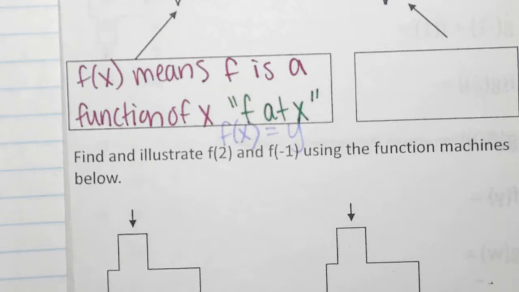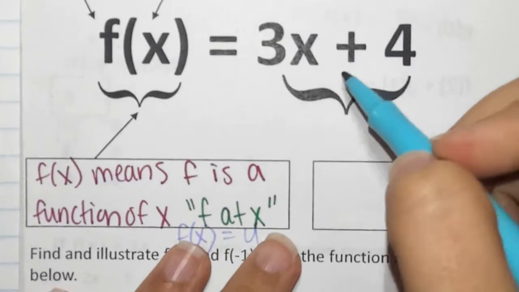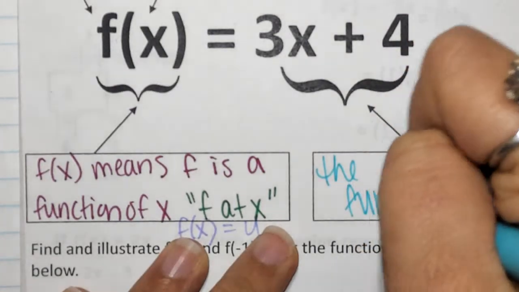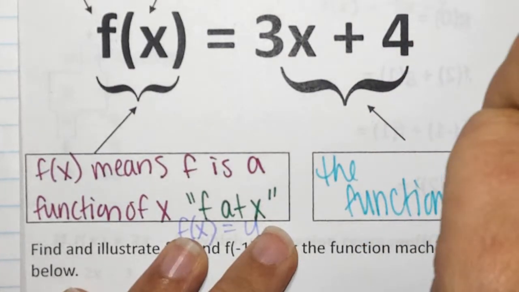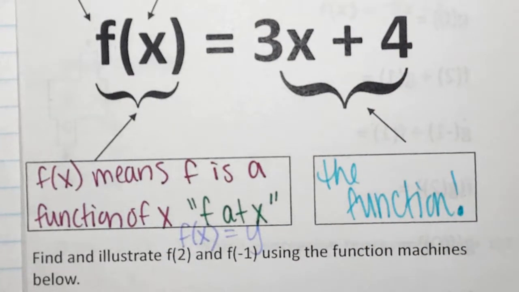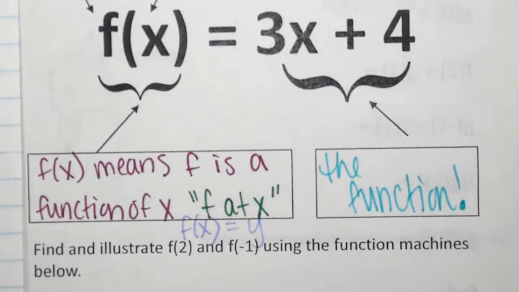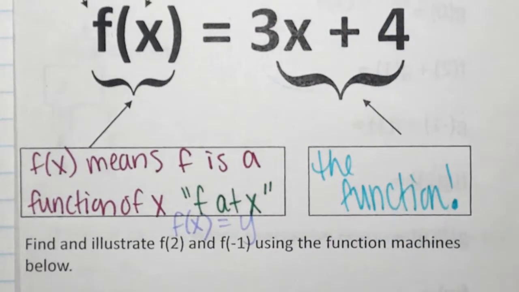I appreciate it, though. And this part right here is called the function. So f is the name of the function. This is what you plug in over here. f at x means that f is a function of x or a function at x. And this guy over here is the function or the machine, and that's what we plug it into. Are you guys ready to plug in?